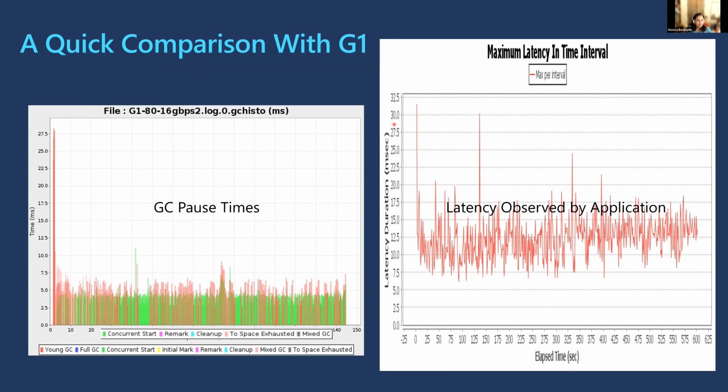And what did the application see? The application sees a worst case of 31 milliseconds. Not bad at all. G1 is not a low latency collector, but it still tried to deliver for the application. It didn't try to stall the application. As you can see, the worst case pause is 27, and the worst case that the application sees is 31. So not bad at all. I'm pretty happy with the way it was designed.